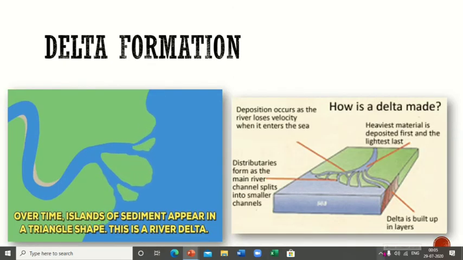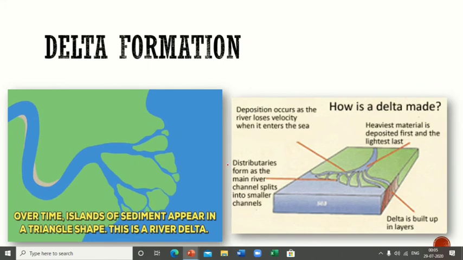Delta. We all know that when the river, after crossing its long course, finally enters the sea or the lake, it deposits all its sediment at the mouth, and deltas are formed. This is a triangular-shaped deposit, a mud deposit along the bank. Because of the slowing of the river, the deposit becomes an obstacle and divides the river into channels at the mouth, into distributaries, as you can see. As a result, this triangular-shaped deposition is known as delta.